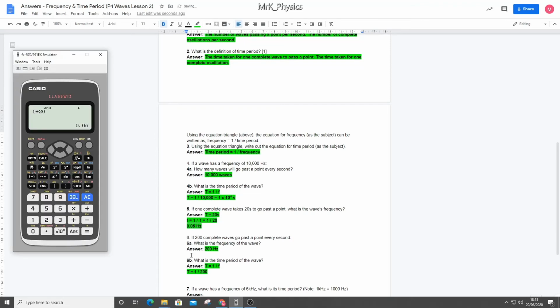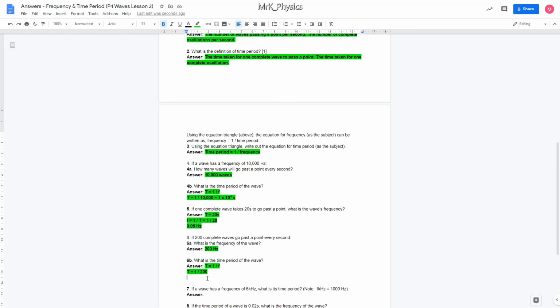And again, I'll bring up the calculator. 1 divided by our 200 gives us an answer of 5 times 10 to the minus 3. So put there, t equals 5 times 10 to the minus 3. Again, that would be in seconds, or if you wanted to, you could give the answer as 0.005 seconds. And giving it as a decimal or giving it in standard form is completely fine.